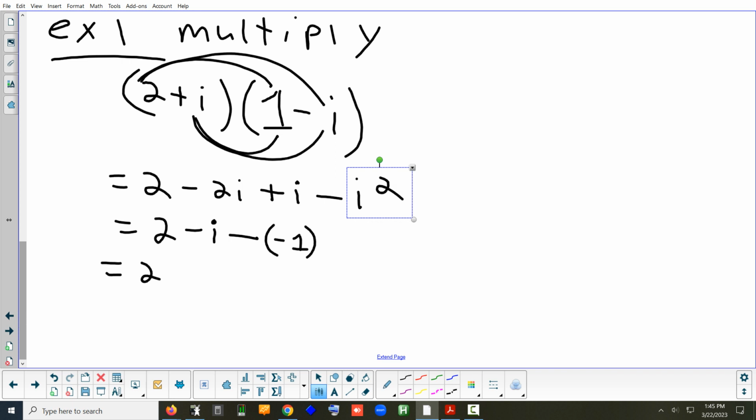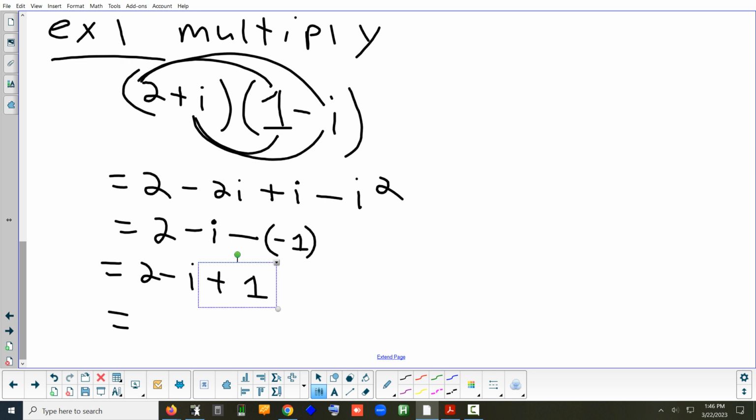Okay, so now we've got 2 minus i minus minus 1. When you have 1 minus a minus, what does that turn into? Turns into a plus. And some of these steps we can kind of do in our head. We're really writing each one of them down. But we might do a couple in our head next time. Now combine your like terms again.